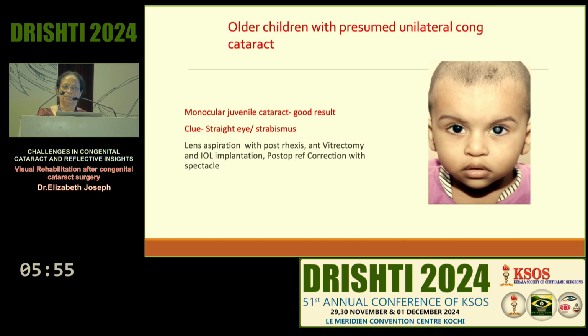But when the child comes in an older age like this, if the eyes are straight, if there is no strabismus, then the prognosis is very good. You can do a primary intraocular implantation and the results will be very good. But if there is fixation defect or if the eye is strabismic, then probably this is of long duration and the surgical result may not be very good because amblyopia would have been set in.